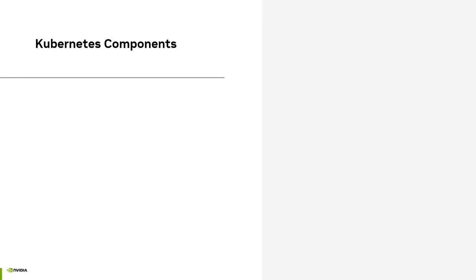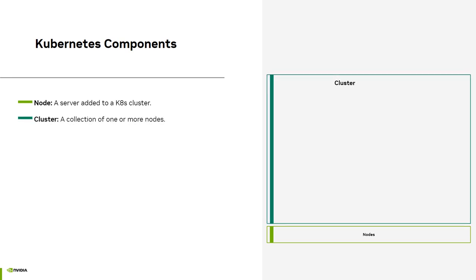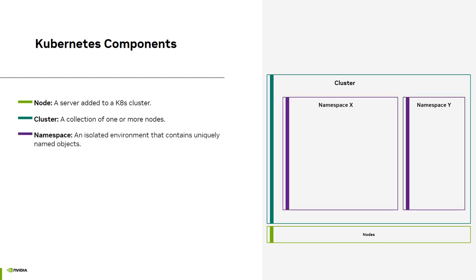Now we'll discuss the primary components in Kubernetes. A node is a server with a defined CPU, memory, GPU, etc. resources that Kubernetes can use. Anything that runs an OS, virtual or physical hardware. A cluster is a collection of one or more nodes that can run containerized workloads. A namespace is an isolated environment intended for multi-tenancy. Resources inside a namespace must be unique and are exclusive to a single namespace.